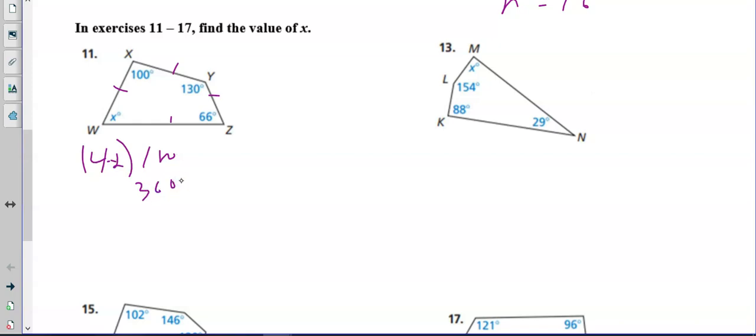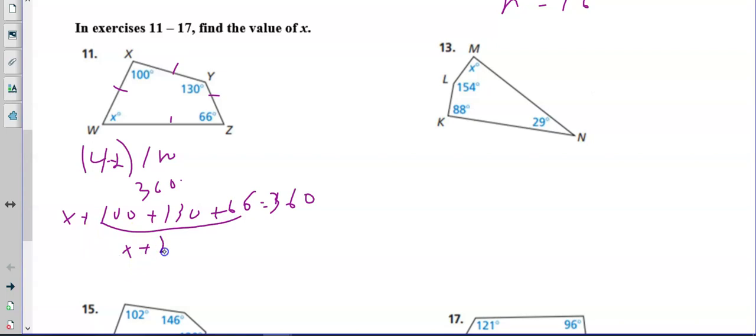Okay? Now, that means x plus 100 plus 130 plus 66 equals 360 degrees. If we add these together, it's 296. And if we subtract 296 from both sides, we would find out that x is 64 degrees.